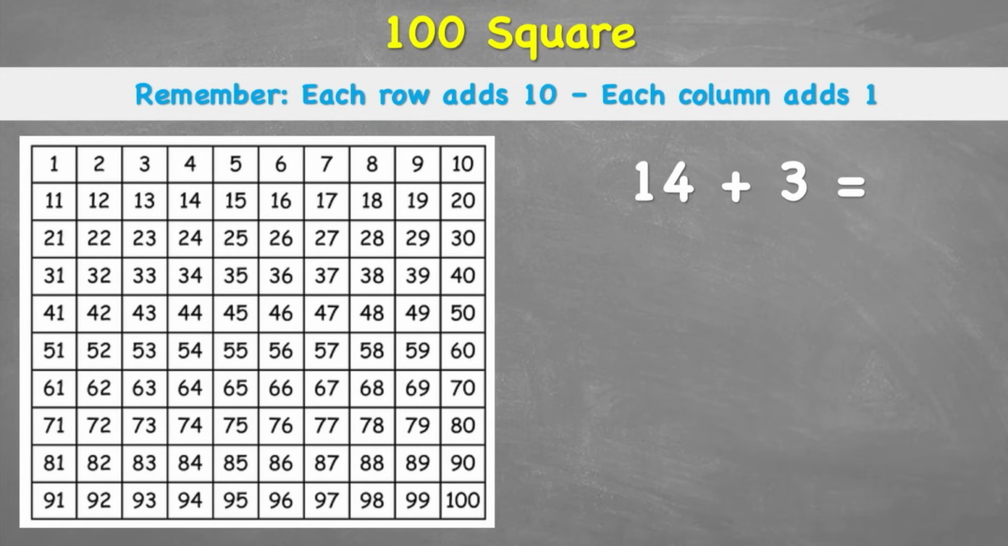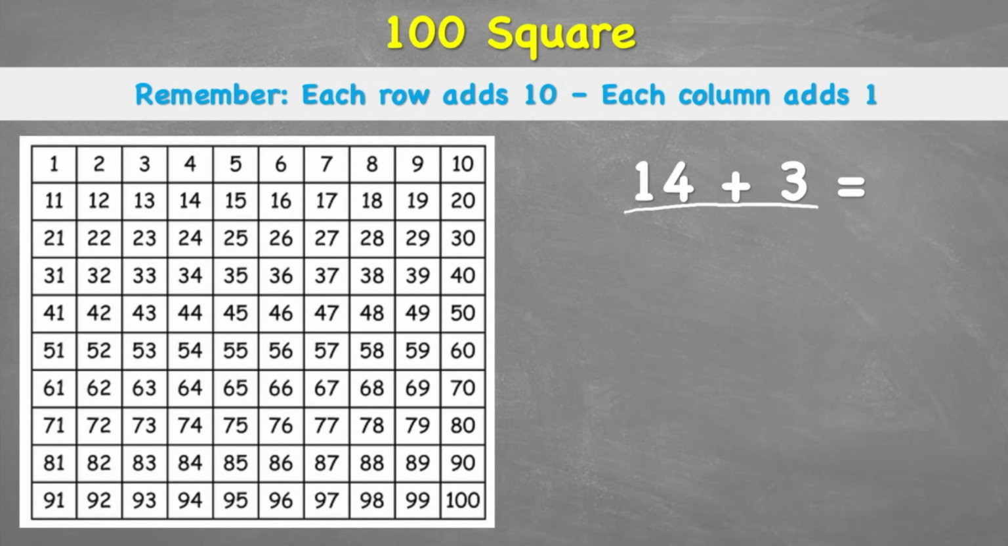Okay, so the main thing to realise when we're using a 100 square is that each row, as in 1 row, 2 rows, 3 rows, 4 rows, every time we go down a row, we add 10. And every time we come along a column, as in 1, 2, 3, 4, we add 1. So let's see how we can use this to answer a simple question like 14 plus 3.